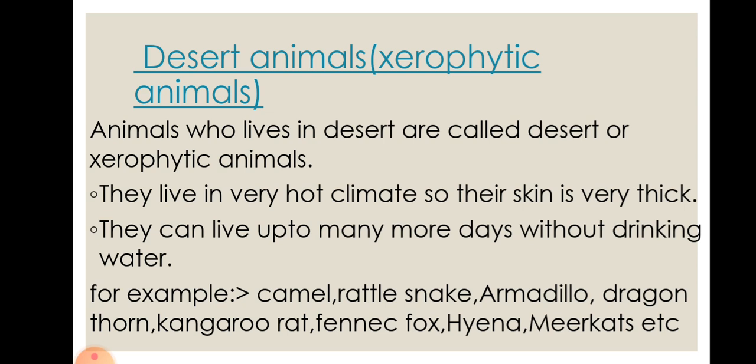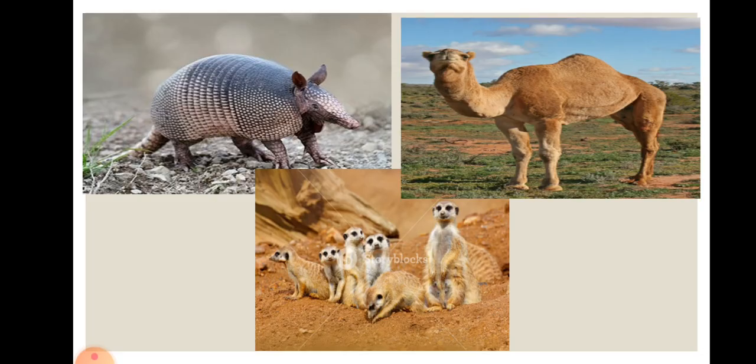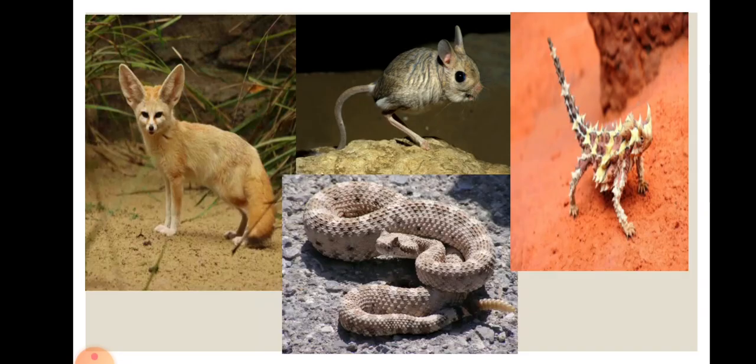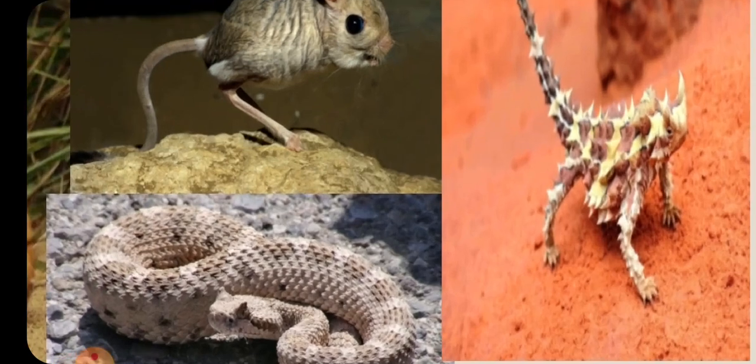For example, camel, rattlesnake, armadillo, dragonthorn lizard, kangaroo rat, fennec fox, hyenas, meerkats are some examples of desert animals. You can see this one is armadillo, camel, third one is meerkat, fennec fox, kangaroo rat, rattlesnake, dragonthorn lizard. This much for today.